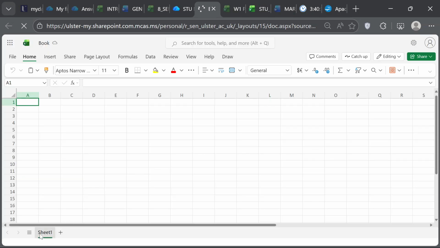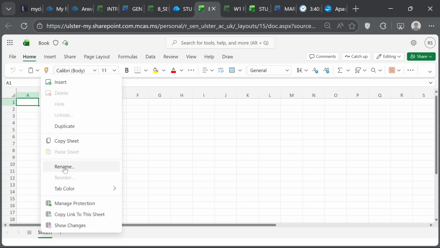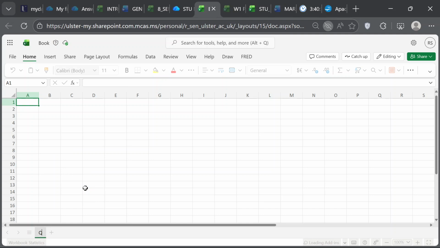So the first sheet you name question number 10. Then the second sheet, add a sheet and name it question number 14. And the third sheet you name question number 15. Then you name it like this. Now let's say we are answering question number 14.